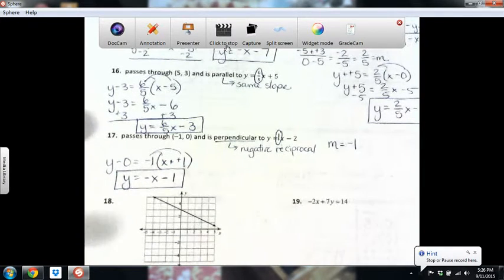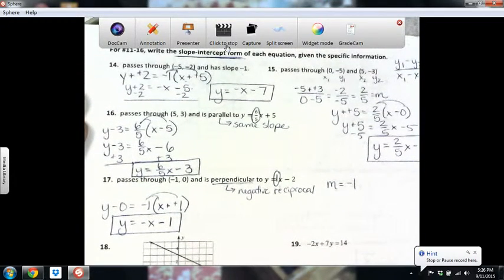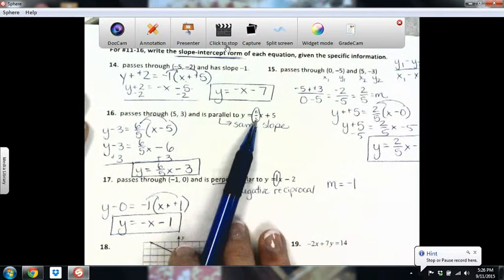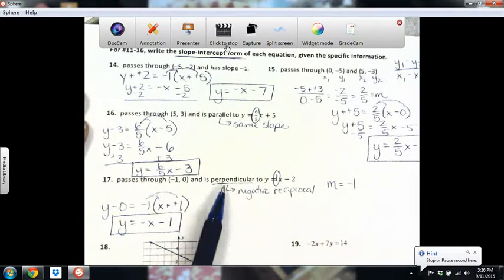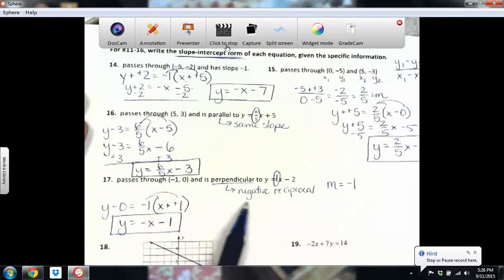So the important things to remember here is that you're doing the same process that we did with number 14 with one additional step. You have to decide that on parallel lines you're going to use the same slope that's given. For perpendicular lines you're going to find the opposite or negative reciprocal slope in order to solve the problem.